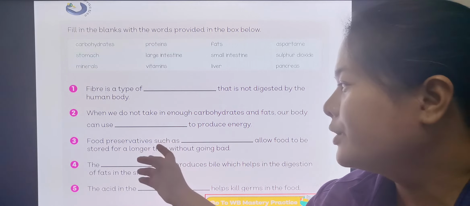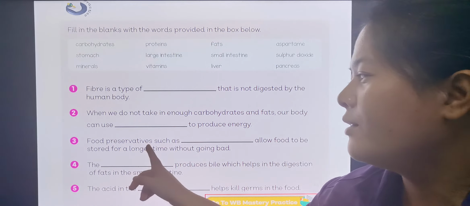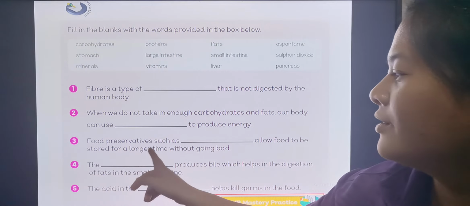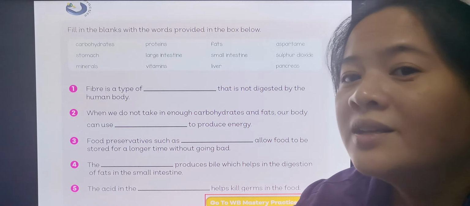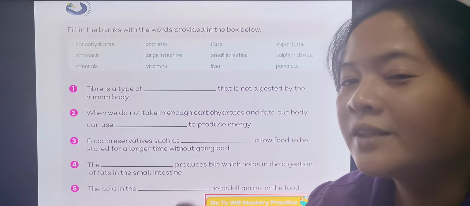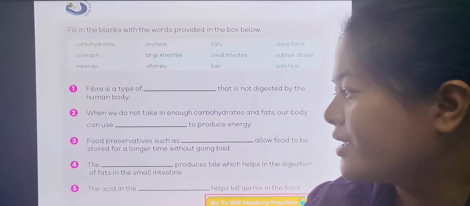Okay. Number 2, food preservatives such as blank allow food to be stored for a longer time without going bad. So we have examples of food preservatives. You can look at your book. What are these food preservatives?